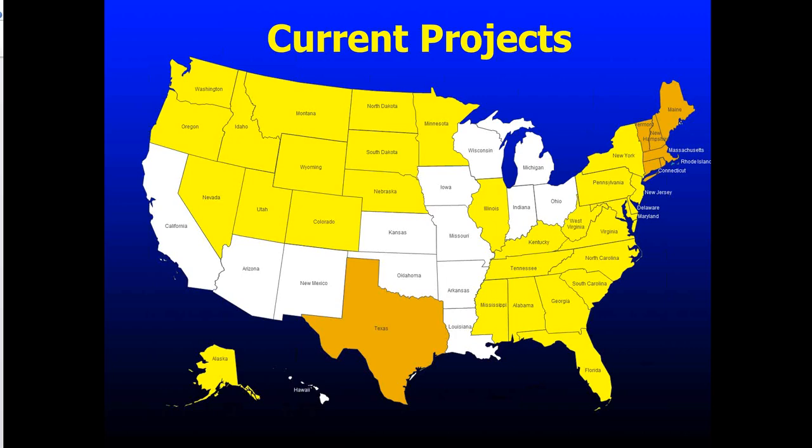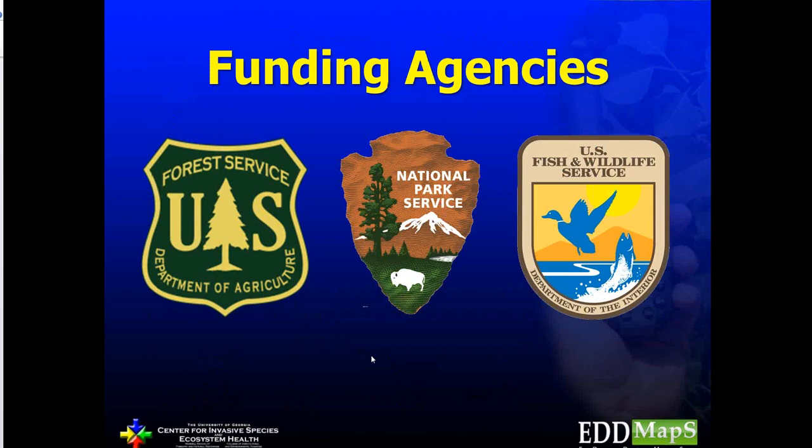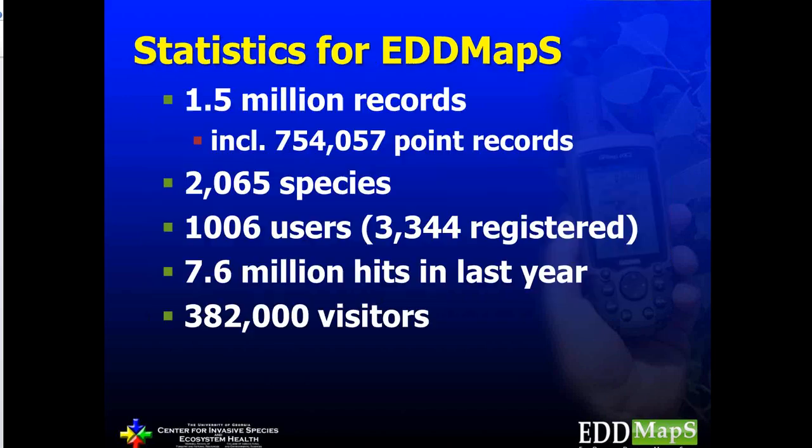Texas is an interesting case. Texas has its own mapping and early detection system, and because they have the infrastructure in place, they're sharing their data and reports with us on a routine basis. So all the data for their state project ends up in the National EDDMapS project. One thing we've been very fortunate with in this program is we've received funding from the Forest Service, the Park Service, and Fish and Wildlife Service to support it.